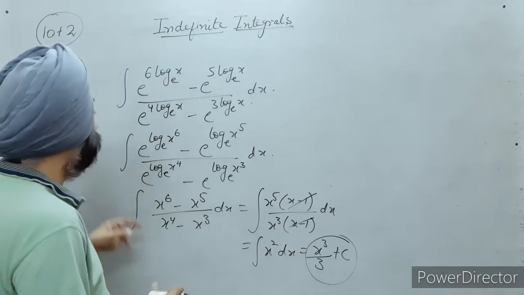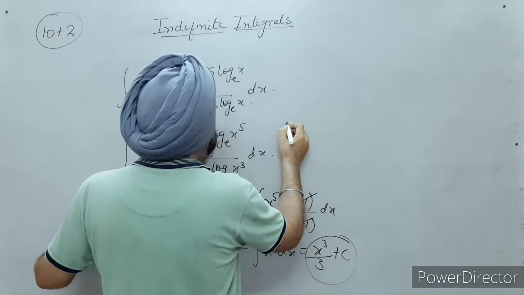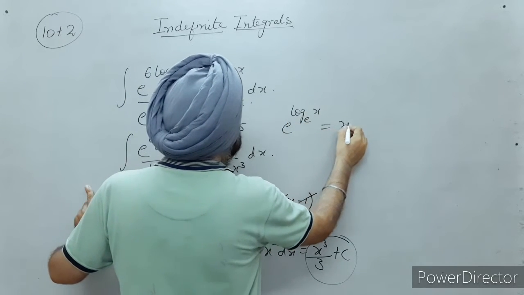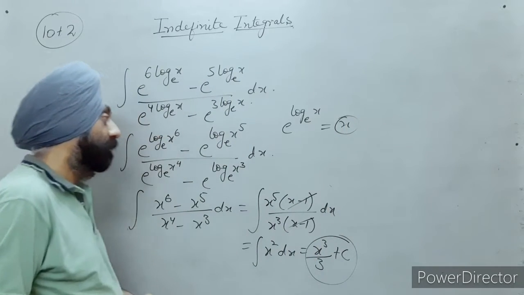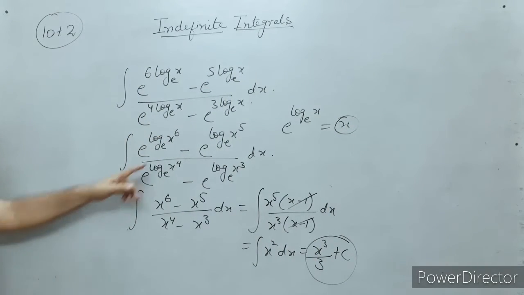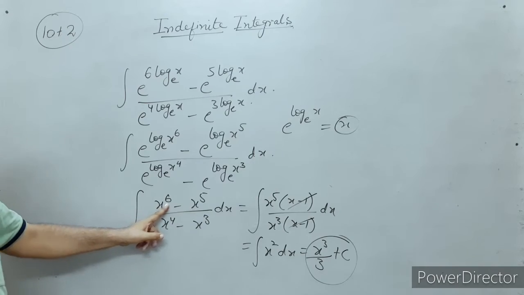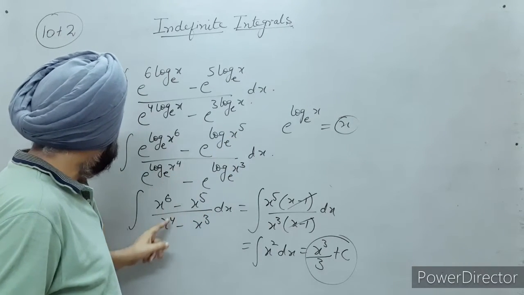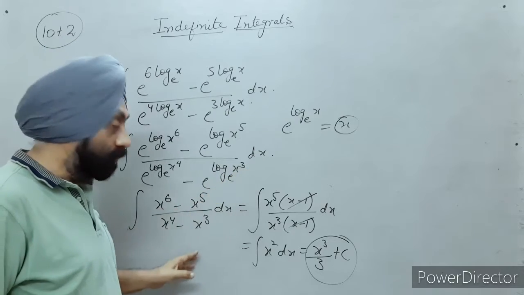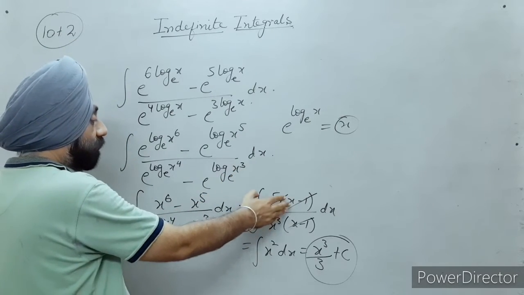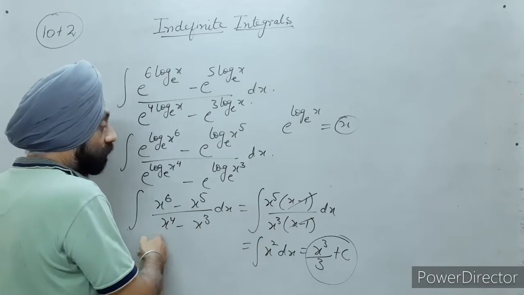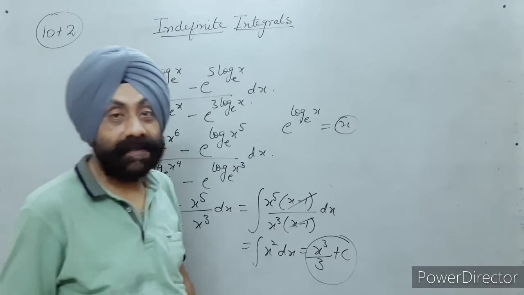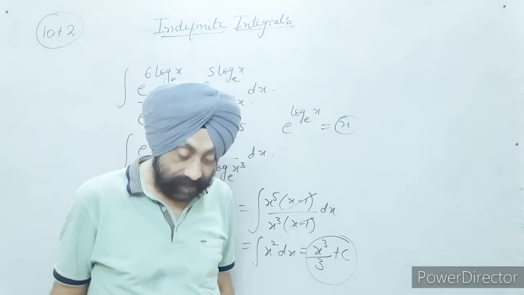What have I used? I have used this property: e raised to the power log of this is simply x. Right? I have used this fact. x to the power 6, x to the power 6. It's x to the power 5 over here. It becomes x to the power 4. It becomes x cube over here. I take out x to the power 5 common. I take out x cube common, so it cancels out x here. That is x cube by 3 plus c, the required answer.